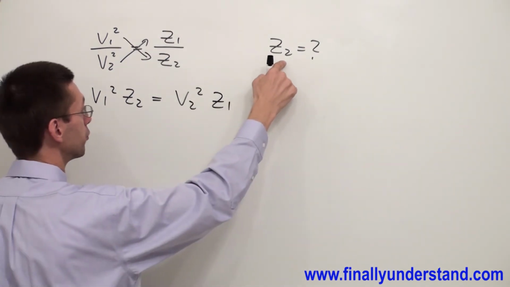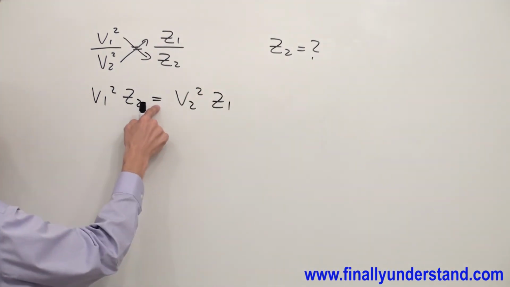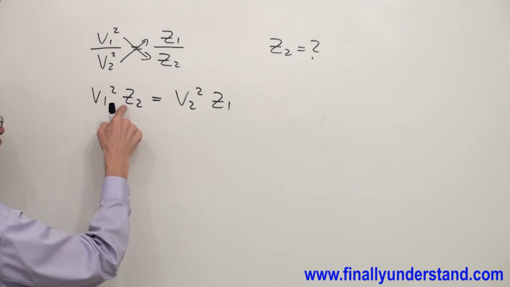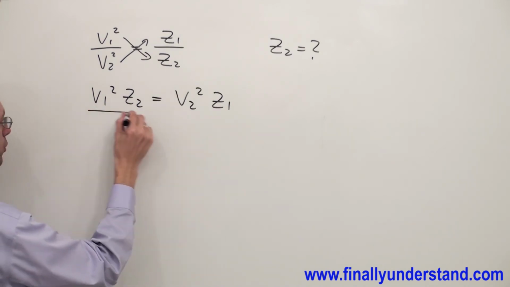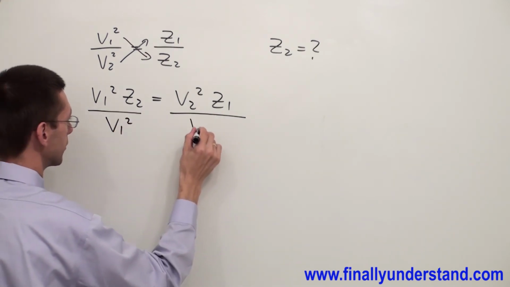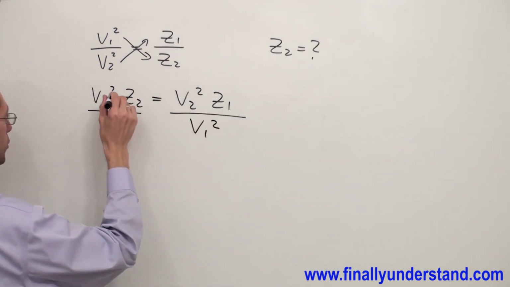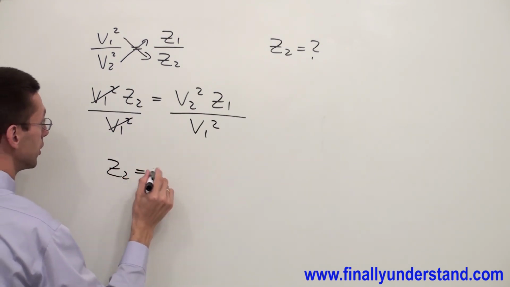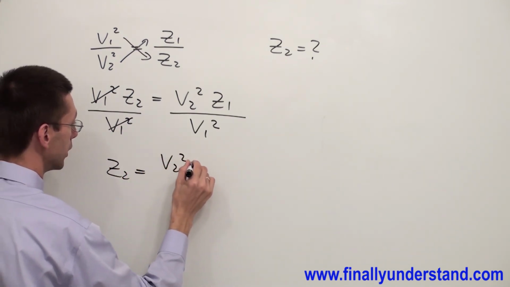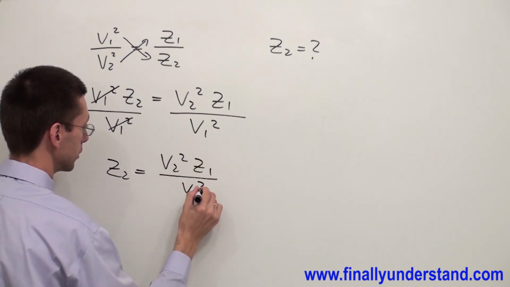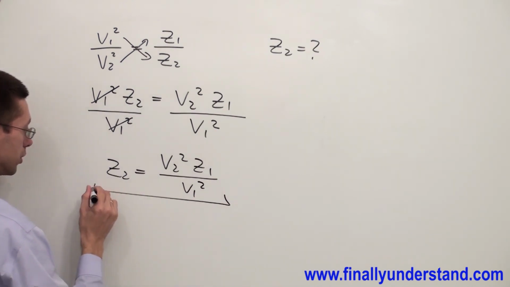Okay, I'm looking for z2. I have z2 on the left side of the equal sign, and it's multiplied by v1 square. I do not want to see v1 square next to z2. That's why I'm going to divide both sides of the equation by v1 square. Okay, so v1 square and v1 square will cancel out, and I'm going to have z2 equals v2 square z1 over v1 square. And this is the solution to my problem.